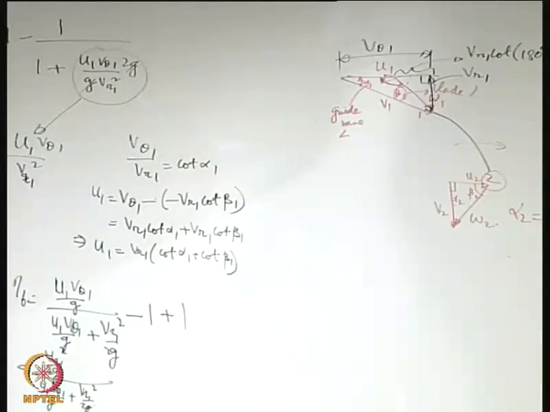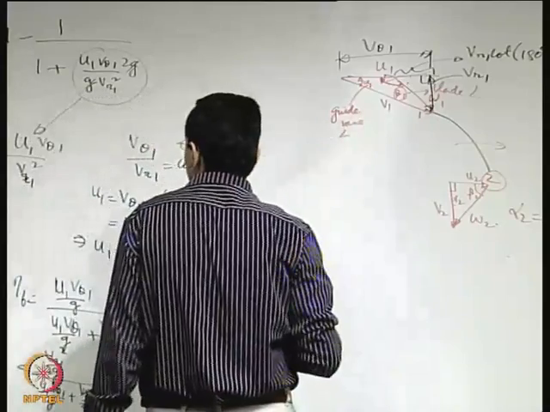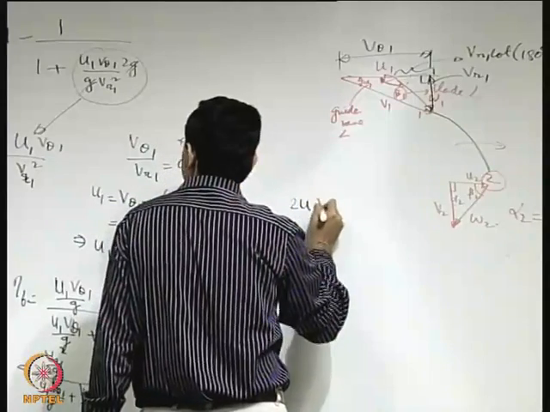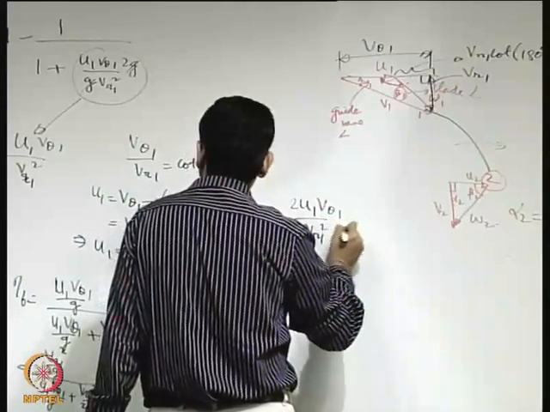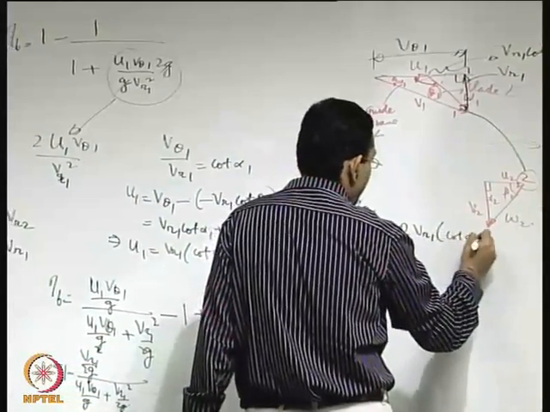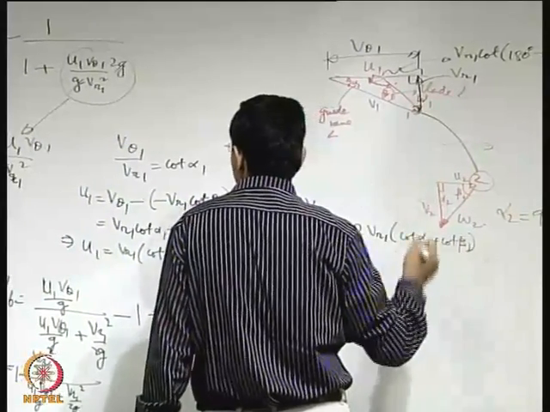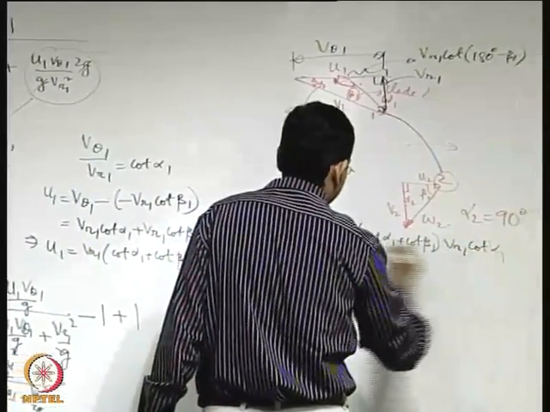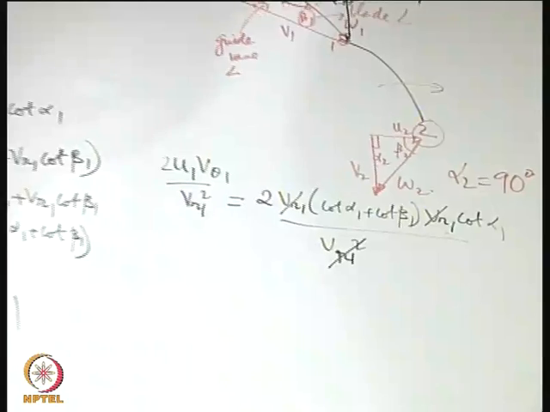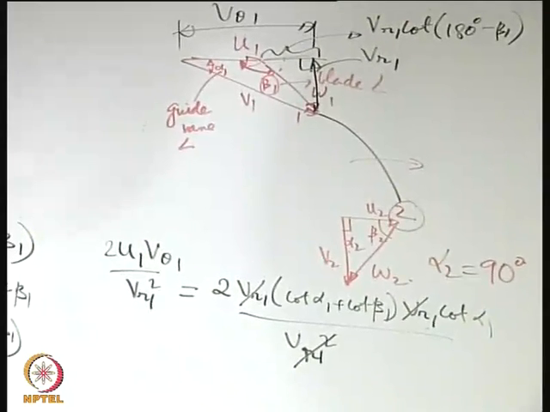Similarly, you can write V theta 1 as a function of VR1. So, you can write this expression 2 U1 V theta 1 by VR1 square is equal to 2, in place of U1 we write VR1 times cot alpha 1 plus cot beta 1. In place of V theta 1 you have VR1 cot alpha 1, divided by VR1 square. So, the VR1 gets cancelled out and you can see that the blade efficiency may solely be expressed as a function of the guide vane angle and the blade angle. So, it is a sole function of the geometrical features of the blade because any other parameters get cancelled out.